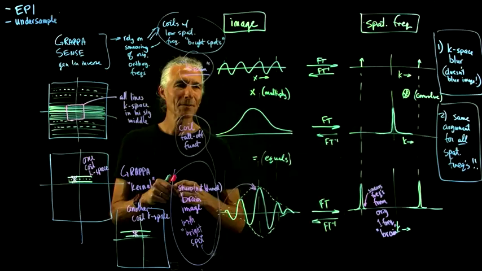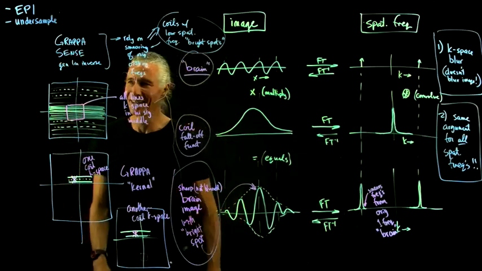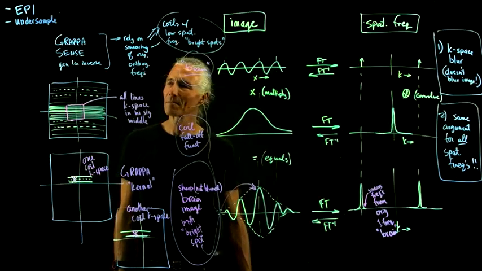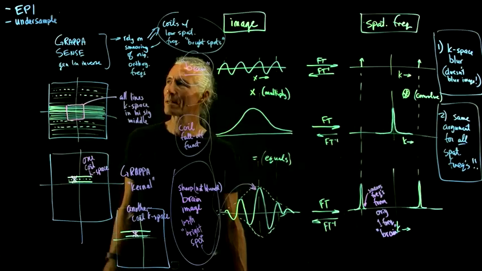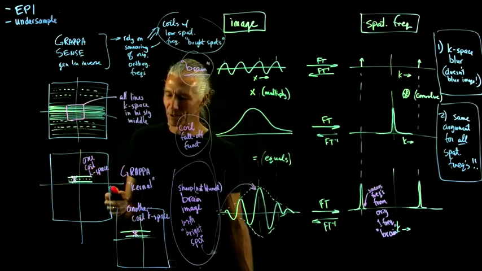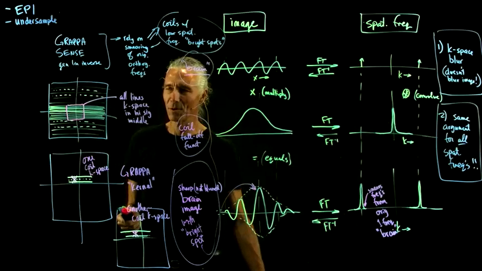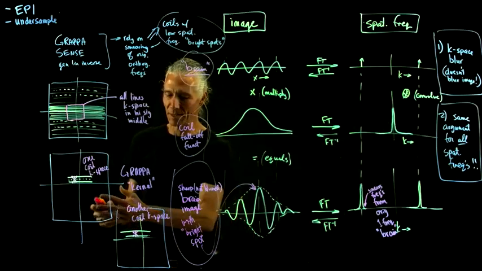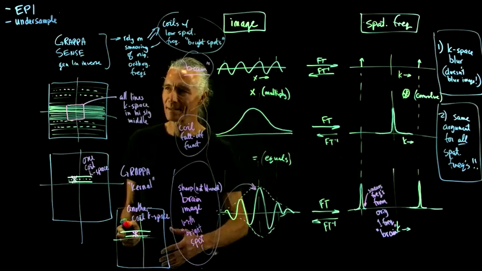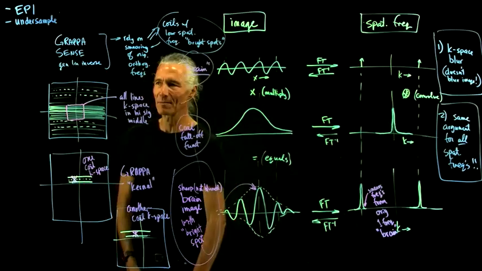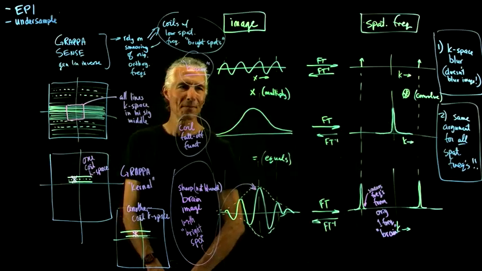Okay, any questions about GRAPPA? I can't remember what GRAPPA stands for, but it's just this method of interpolating the missing data in K-space. You can see the more coils you have, the better. We have 32 or 64 channels of coils, so you'll end up with 64 K-spaces, and you can use 64 K-spaces to predict one point. That gives you a lot of redundancy. Okay, any questions about EPI or GRAPPA?